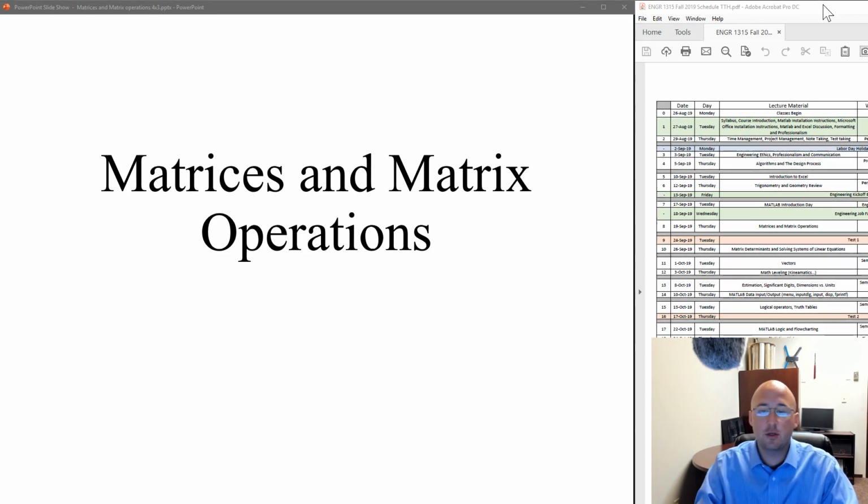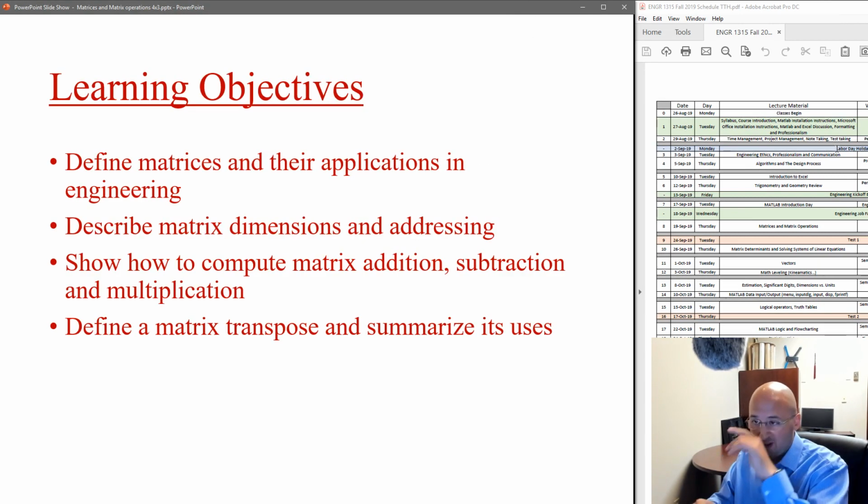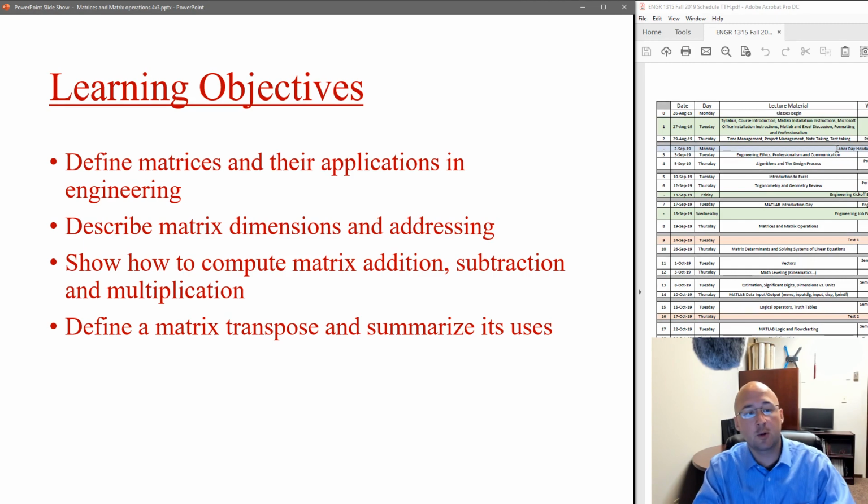So first, these are our learning objectives. We're going to define matrices and their applications in engineering. We're going to describe matrix dimensions and addressing. We're going to talk about a few mathematical operations using matrices, and then we'll summarize what a transpose is, and I'll explain to you how to use it.